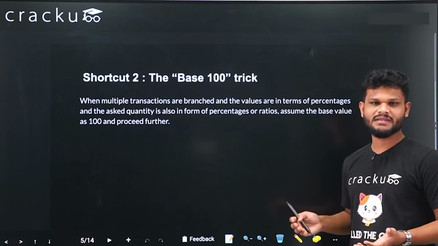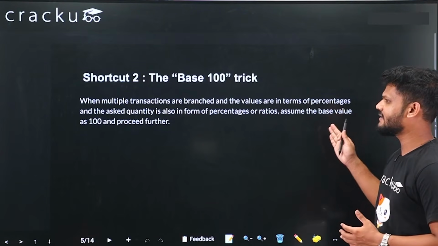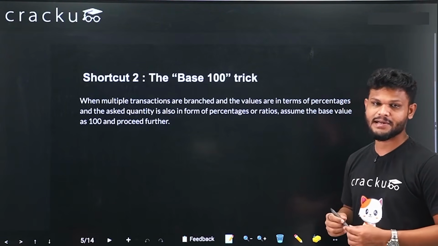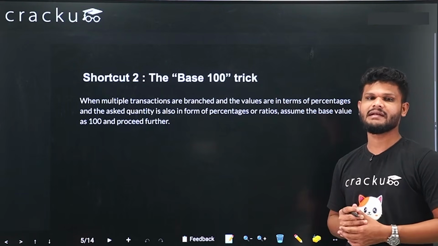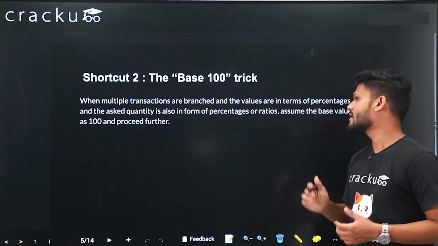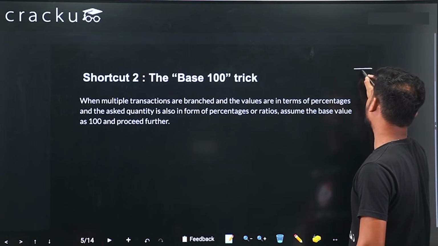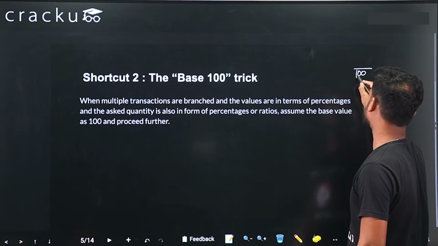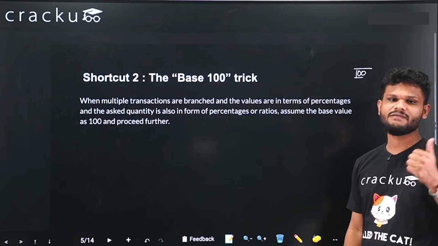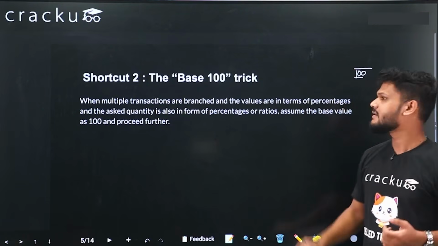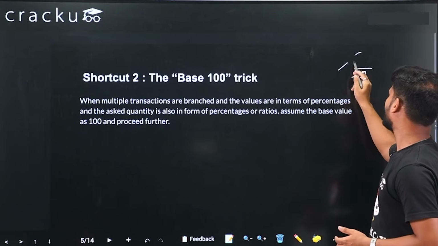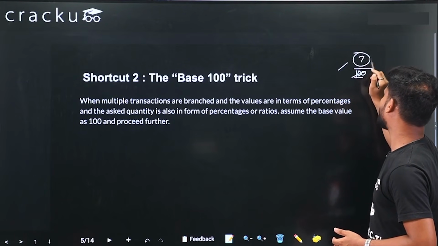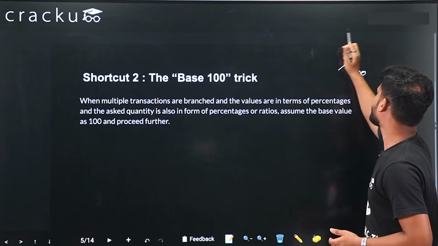This is a very common thing which we do. I have just given the name base 100 tree. Here we just assume the values as multiples of 100. By assuming that, what happens? Every percentage will have its denominator as 100. So if you assume some value as a multiple of 100, this 100 will conveniently get cancelled and you will only have to work with this value.